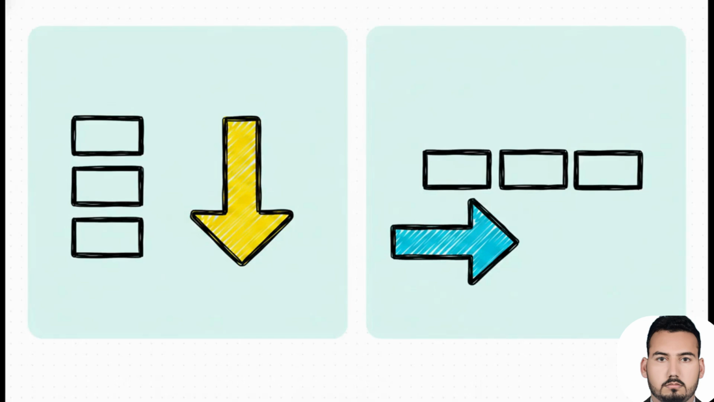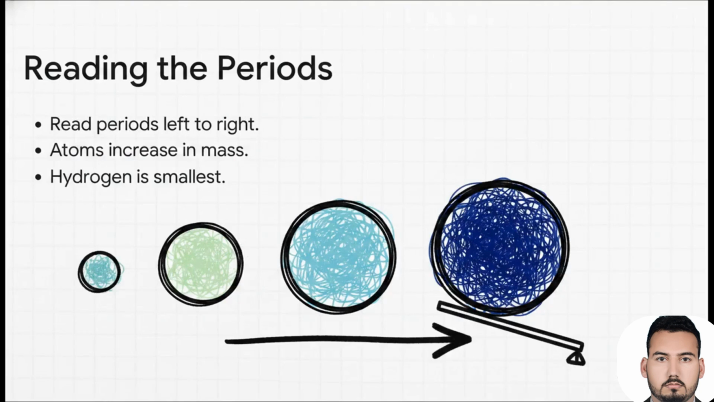Now, to actually read this map without getting totally lost, you gotta know its geography. The table itself is strictly organized in 2 very distinct directions. The vertical columns running up and down are called groups, and the horizontal rows running left to right across the table, those are called periods. Pinning down this distinction is basically the master key to unlocking how the whole system works. And here's what's actually super fascinating about those horizontal rows, the periods. The table is definitely not random.